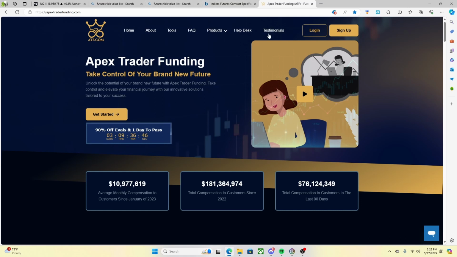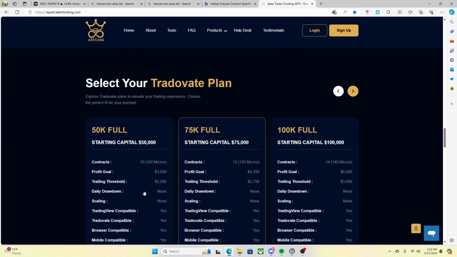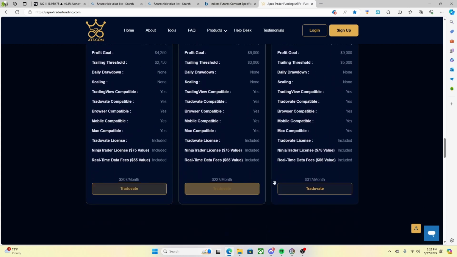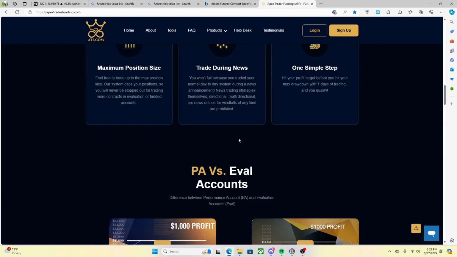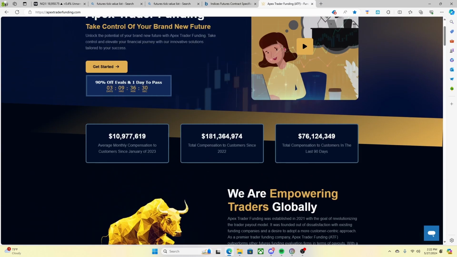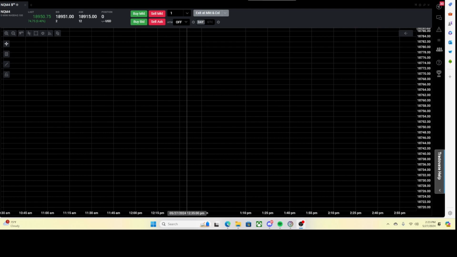That's what I use. But down here, if you were to buy an account, I buy the Tradovate ones. That's the brokerage I use for trading futures, and I'll show you what that looks like right now.